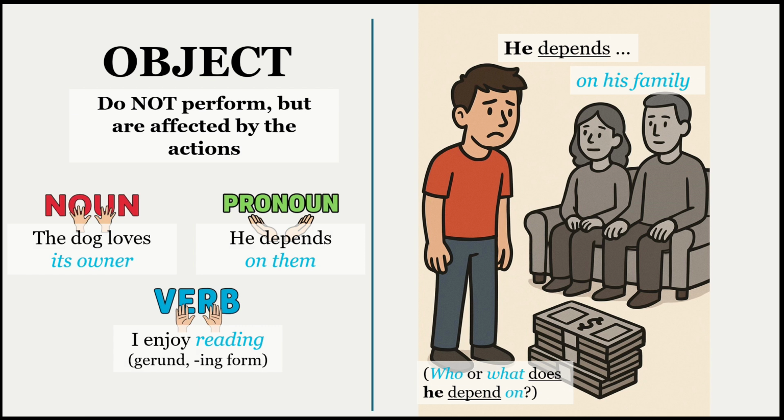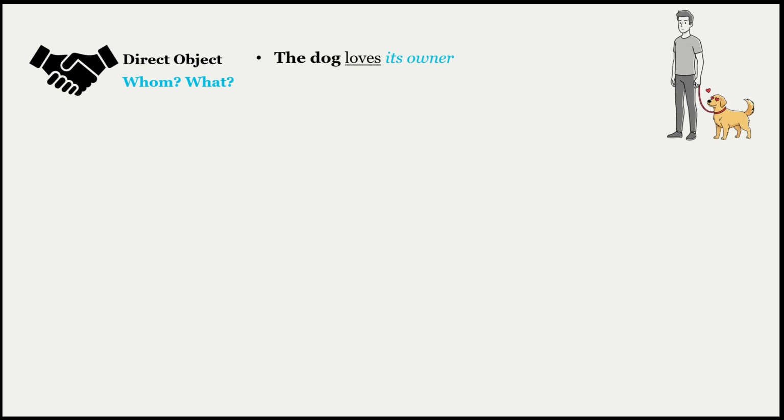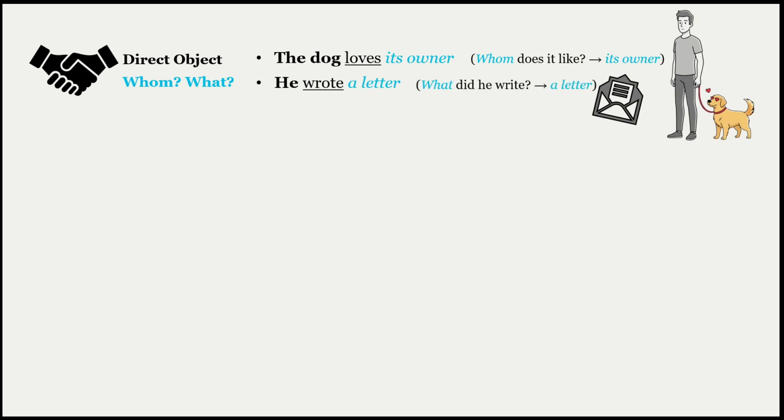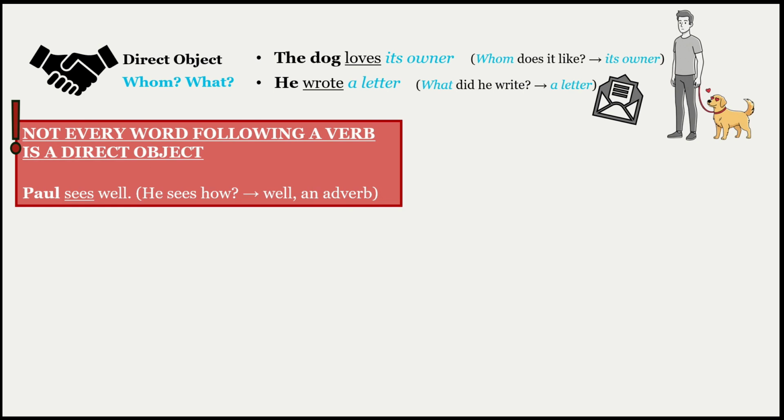Objects are divided into three categories, depending on how they're used in a sentence and what they are attached to. Direct objects receive the action of the verb directly, without a preposition. To find it, ask what or whom after the verb. The dog loves its owner. Whom does it like? Its owner. He wrote a letter. What did he write? A letter. Be careful. Not every word following a verb is necessarily a direct object. In the sentence, Paul sees well, well is an adverb, answering how, not what or whom.